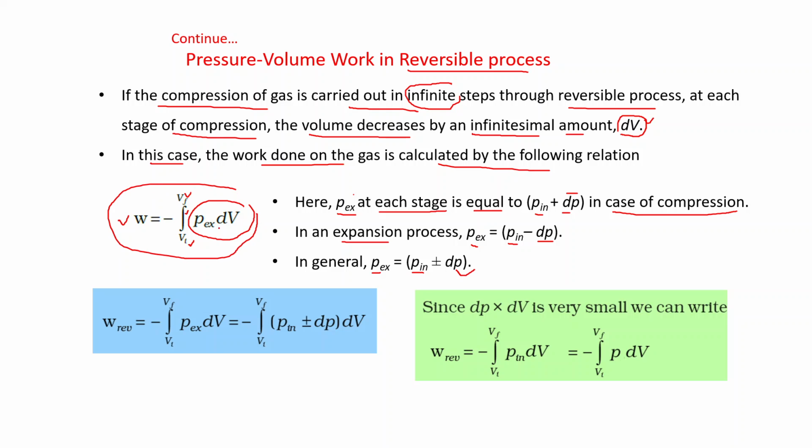Now, in this formula, if P external is replaced by this one, then we will get W reversible. This process is reversible, that's why we are writing W reversible. This is equal to minus integral from V initial to V final of P internal plus or minus dP multiplied by dV. Now, if we solve it, we will get a dP multiplied by dV term, and this dP into dV is very small. So this expression can be written like this: W reversible is equal to minus integration between V initial and V final of P internal dV. Now this P internal is the pressure of the gas, that's why P internal can be written as only P. Is it clear?